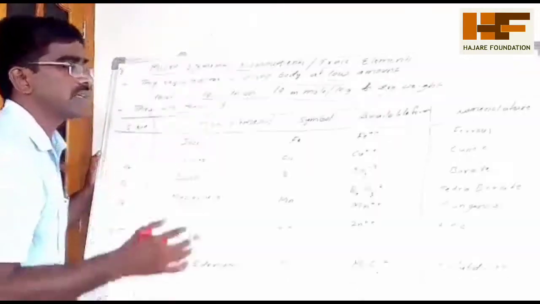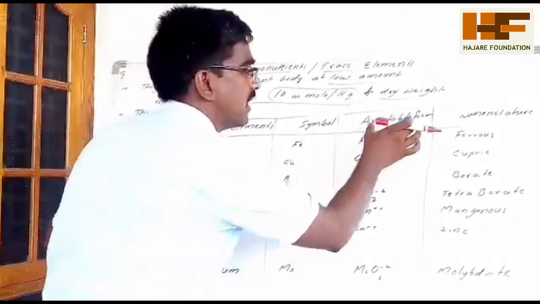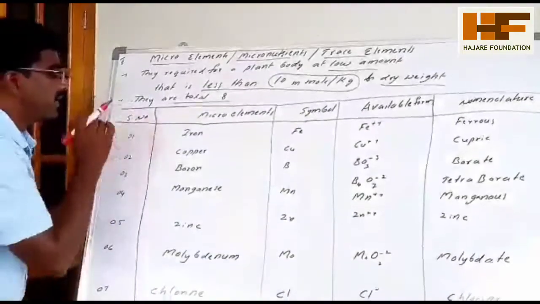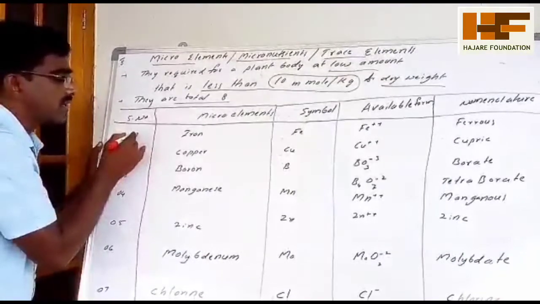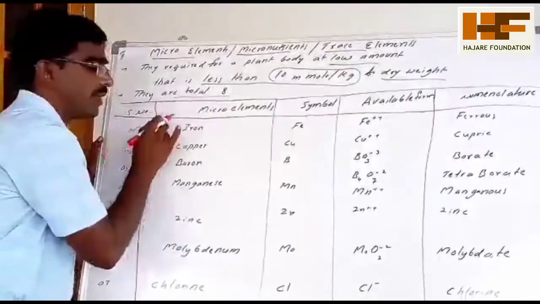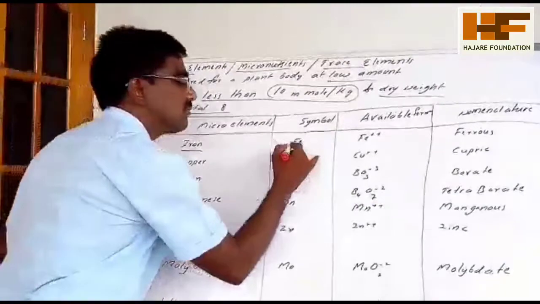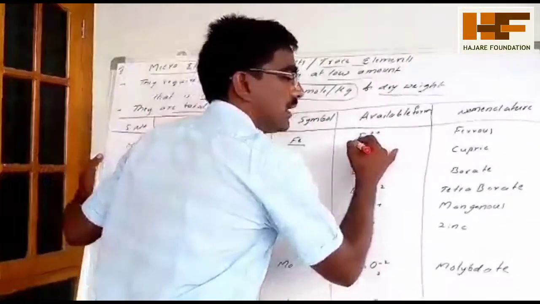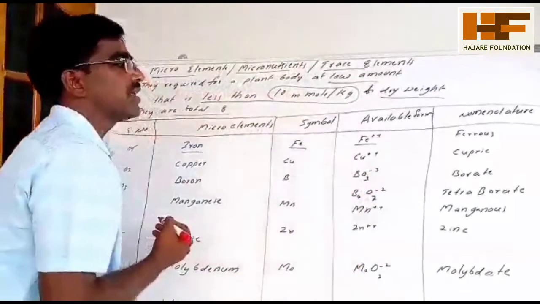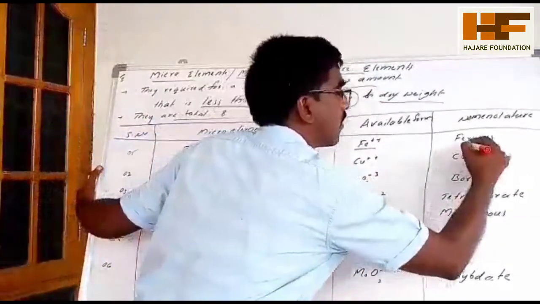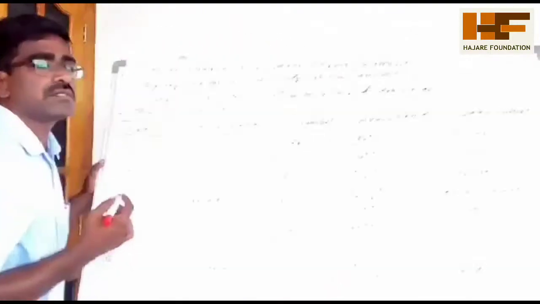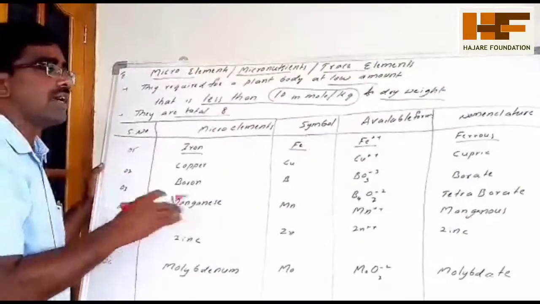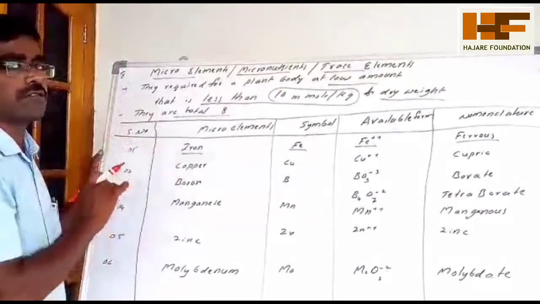To understand that, the concept is the available form and their nomenclature. There are 8 types of elements. The first one is iron. The symbol is Fe, or we can call it ferrous. It is available from the soil as Fe2+. The nomenclature is ferrous ions, not in the form of gas. Ferrous is available from the soil in the form of Fe2+.